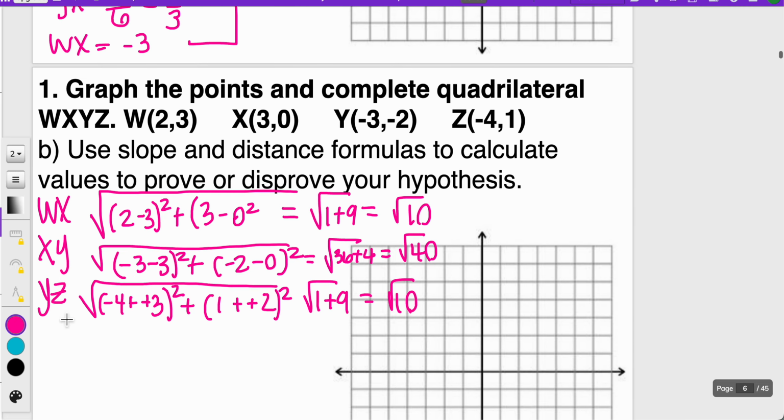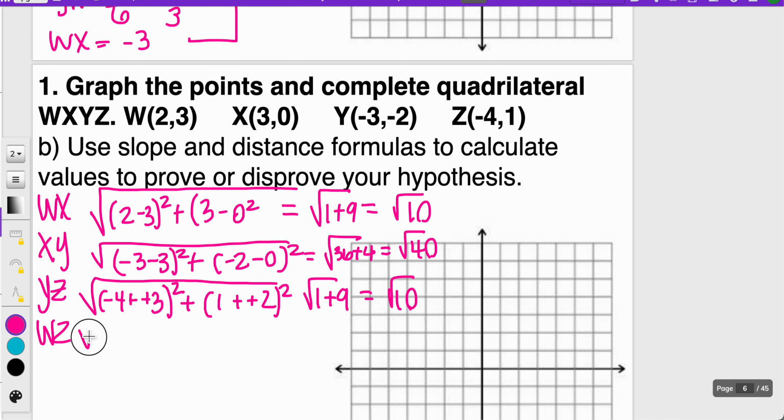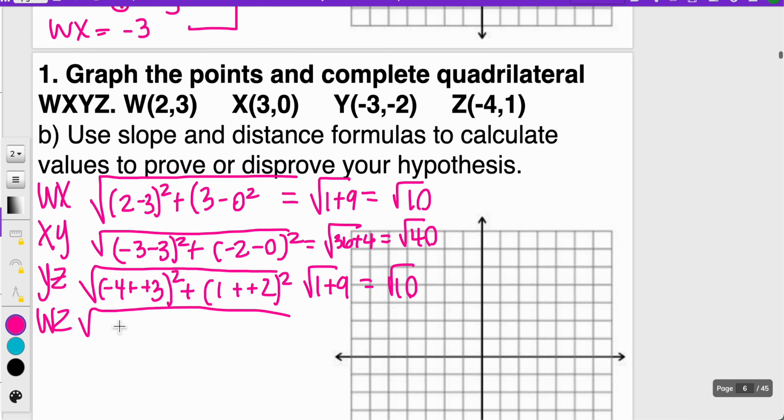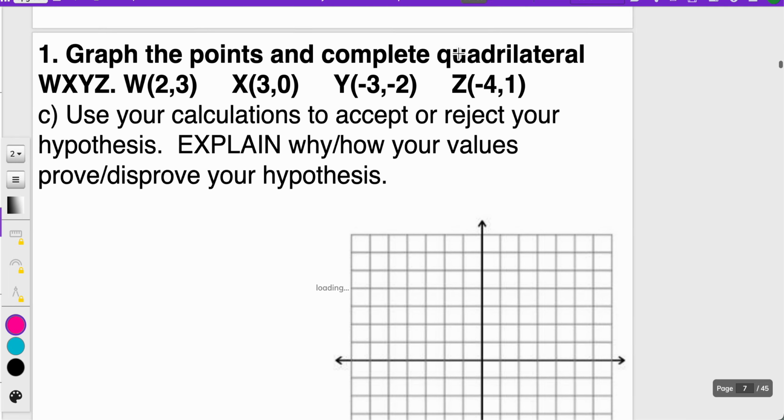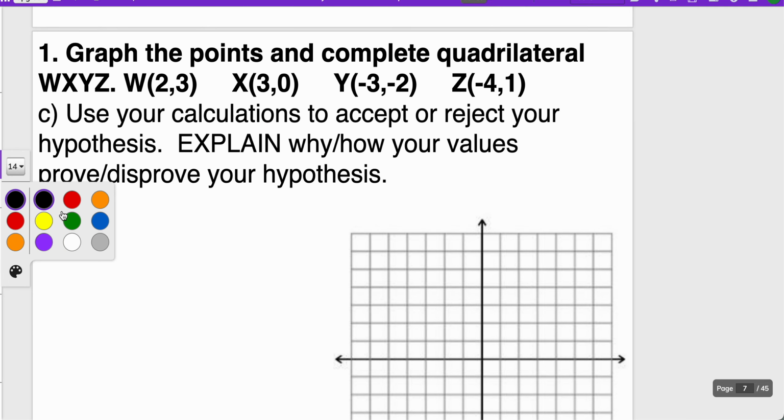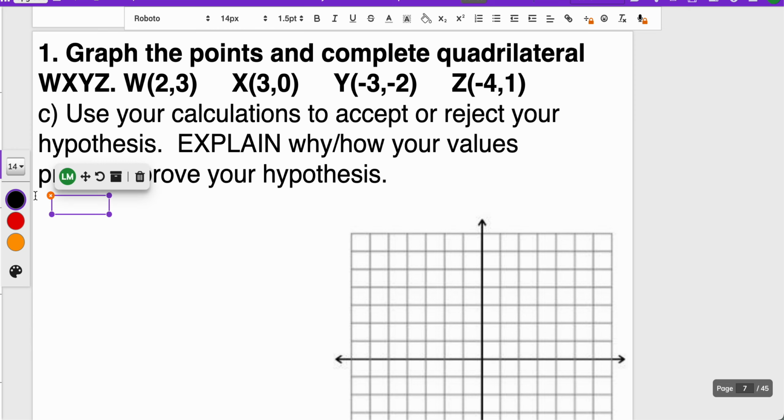And then our last one, WZ. My distance for WZ, I'm going to do -4 minus 2 squared for my x's and 1 minus 3 squared for my y's. That'll give me, again, 36 plus 4, which is square root 40. So that means this is also square root 40 as my distance, or whatever decimal you found. So use your calculations to prove or disprove. I'm just going to type this out in text just because that's a little bit easier.